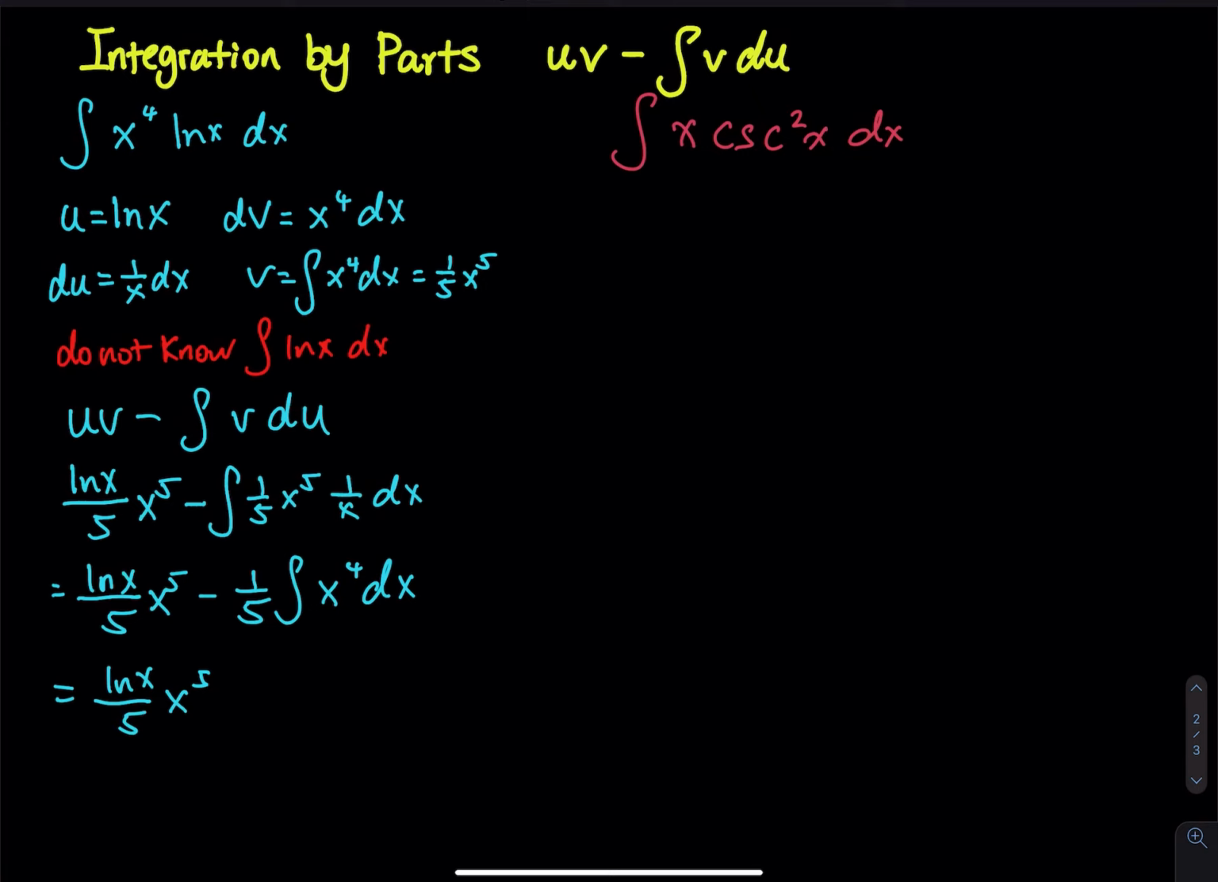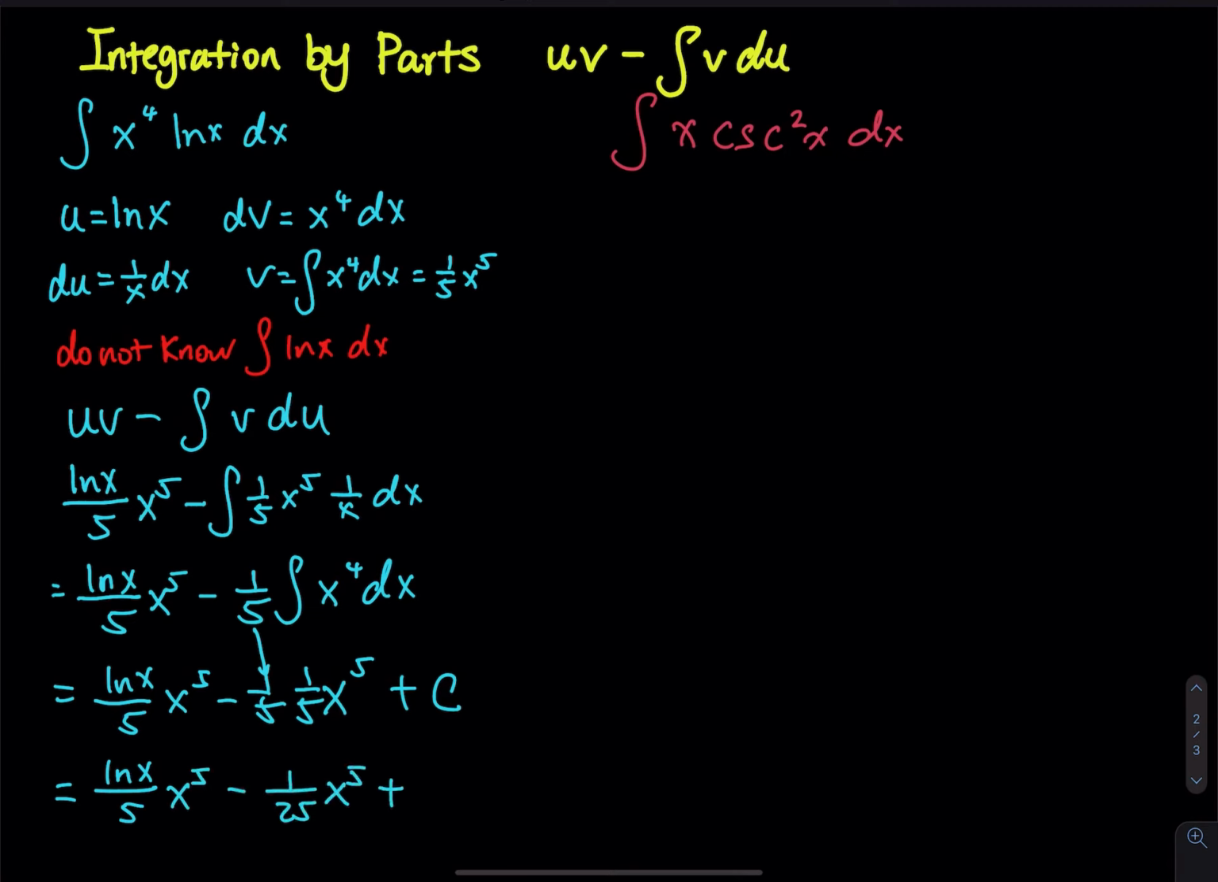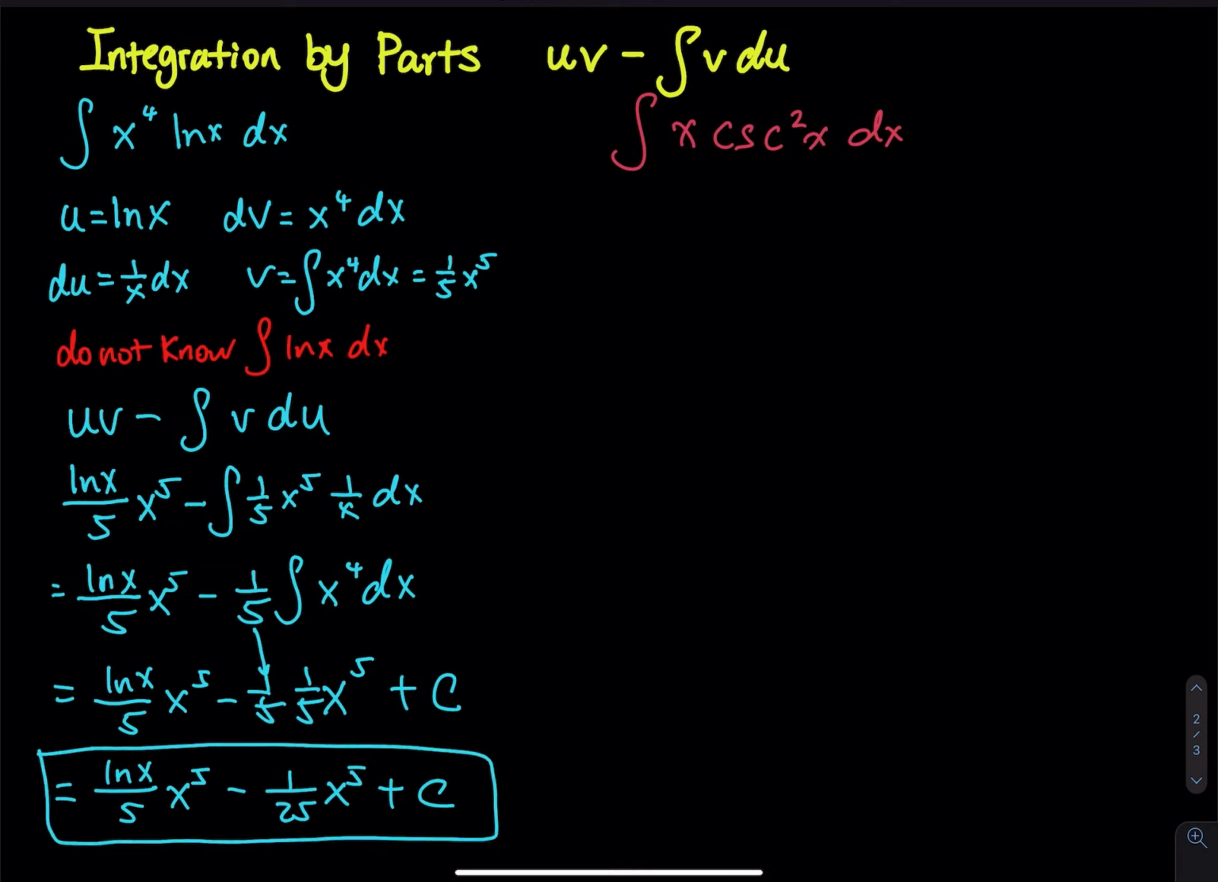And then what else do we have? We have negative, this is x to the 5, right? And then that produces a 1/5 in here, and then this is another 1/5, and then you add c to it. So overall, that is ln x over 5 x to the fifth minus 1 over 25 x to the fifth, and then plus c. So this is the final answer to this problem.